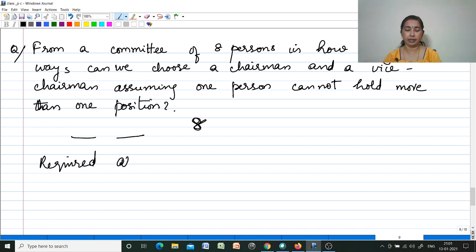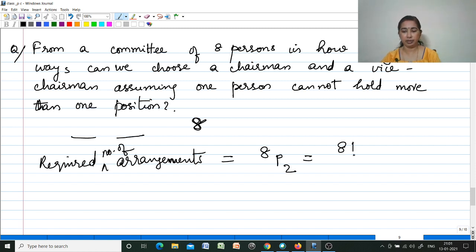So the required number of arrangements is equal to 8 objects taken 2 at a time, that is equal to 8 factorial divided by (8 minus 2) factorial, which is 6 factorial, and that is equal to 8 into 7, which is equal to 56 different ways.